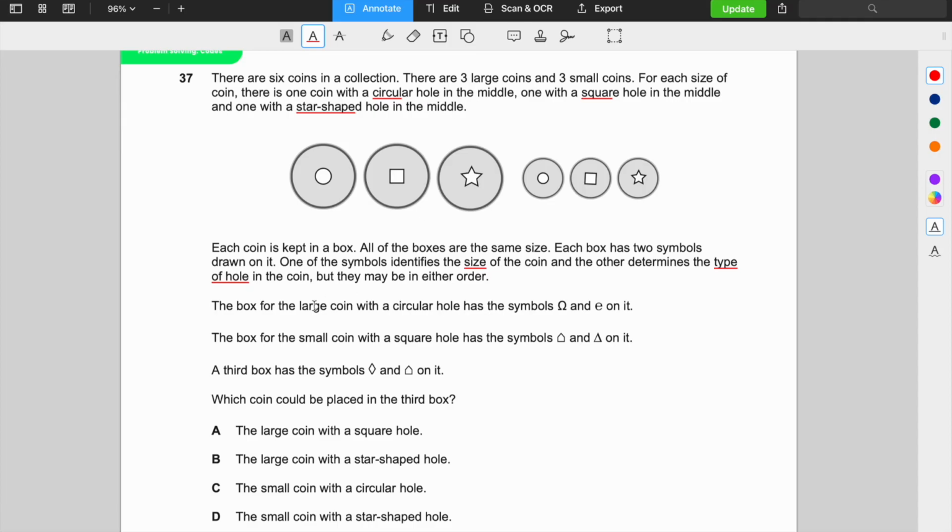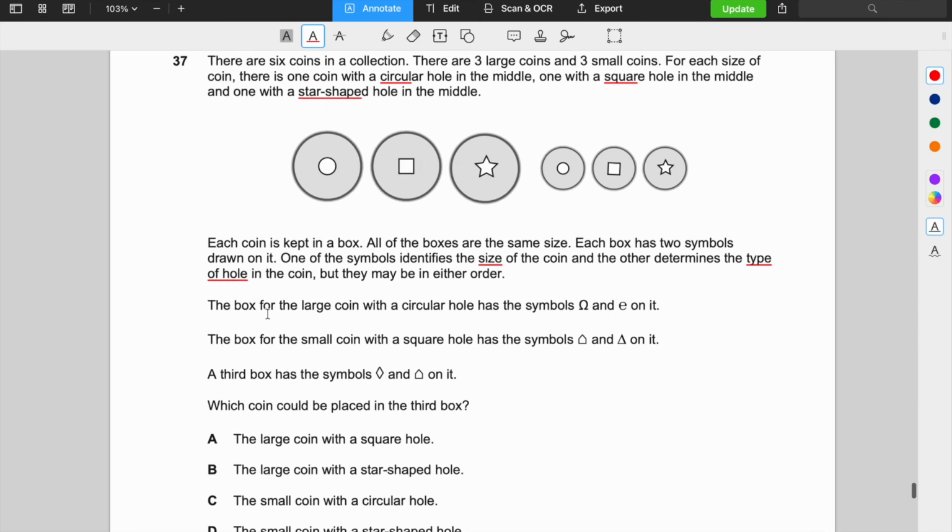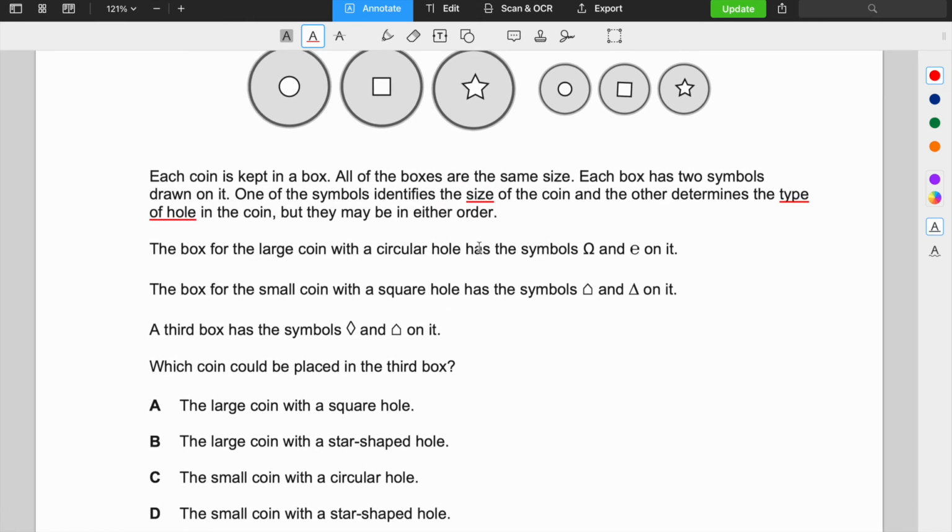Right, so what they've done here is they've given us almost a code, right? Codes for the different features of the coins. So if it's a large coin with a circular hole, then it has omega and E. And then if it's small with a square hole, it has pentagon and triangle.